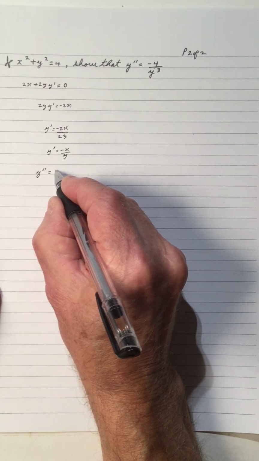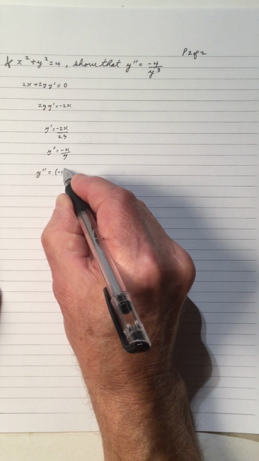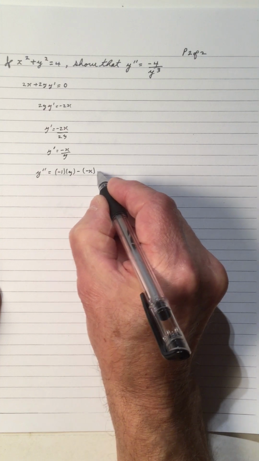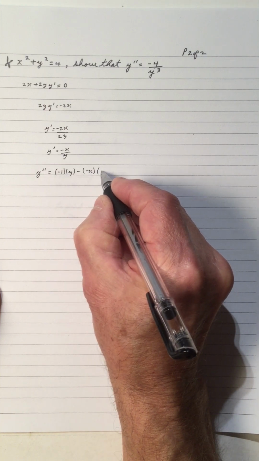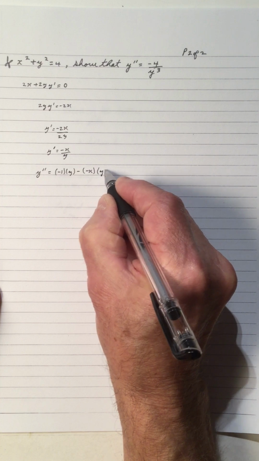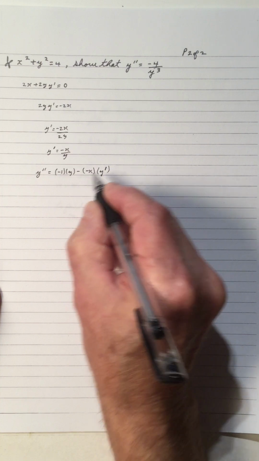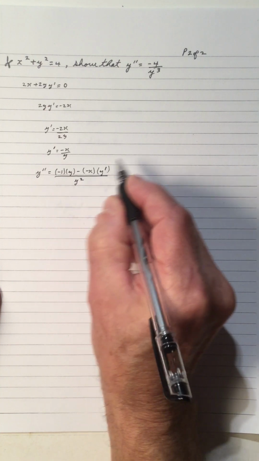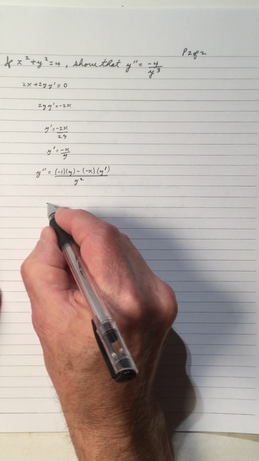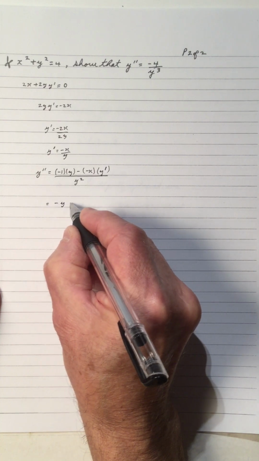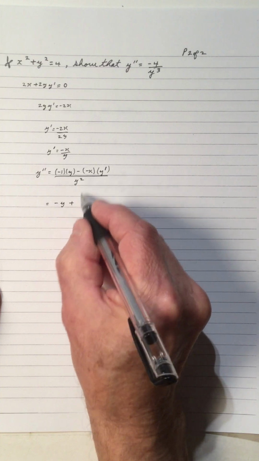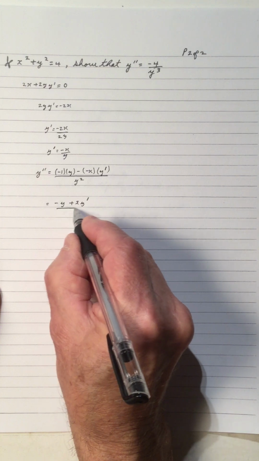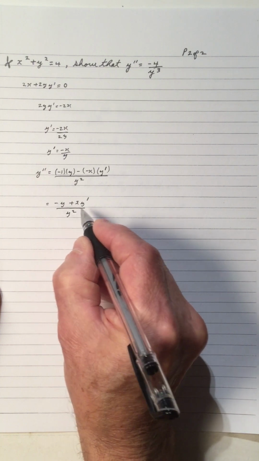So the derivative of negative x is negative 1 times y, minus negative x times the derivative of y. The derivative of y is 1, and it's y prime. And we have the denominator y being squared. We simplify that, and we get negative y plus x y prime, all over y squared.